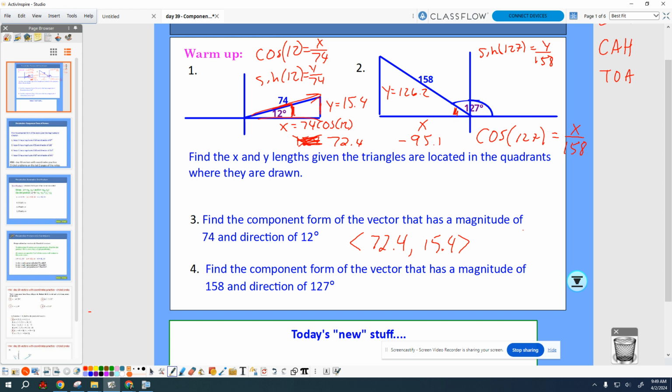Number 4 here is find the component form of the vector that has a magnitude of 158. To make it a vector, it has direction and magnitude. The direction was 127 degrees, the magnitude is 158. Then find the x and the y. The x was negative 95.1, and the y is 126.2. That's all the new stuff. It's like plugging it in. That's it.